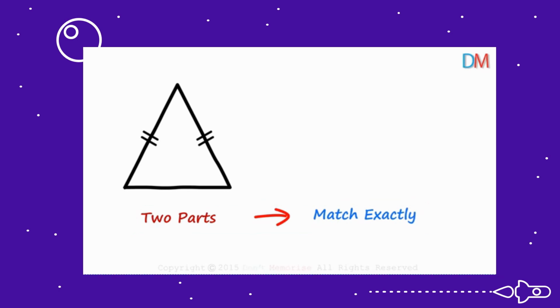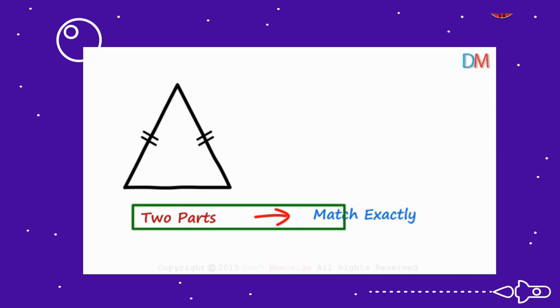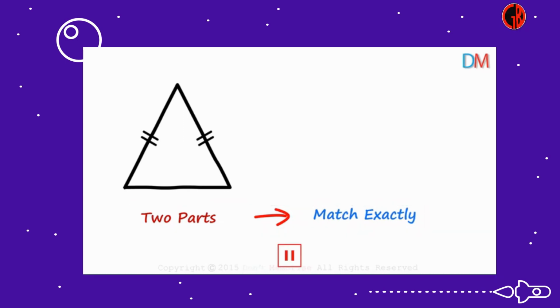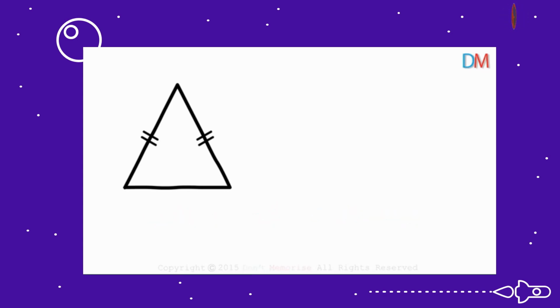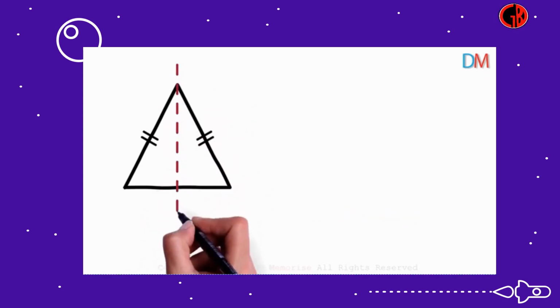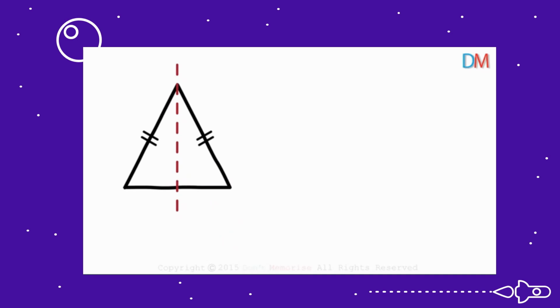Fold it along a line such that both parts formed match exactly. Pause the video and give it a shot. It's easy, and I'm sure most of you would have got it right. If we draw a line like this, the condition will be satisfied.